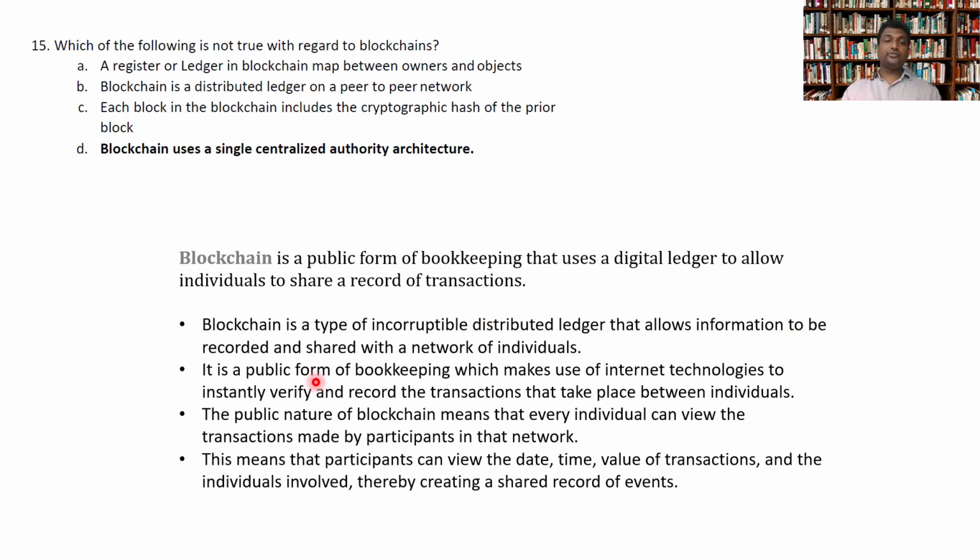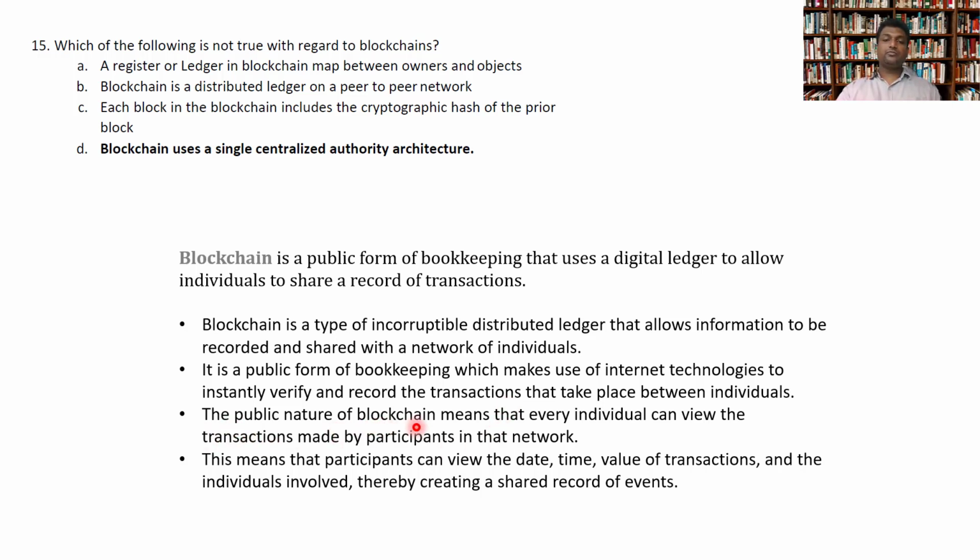So this allows information to be recorded and shared with a network of individuals. So a lot of people who are using this technology can have access to all this history of changes. It is a public form of bookkeeping, and it uses internet technologies. It instantly verifies and records transactions. So everyone can see it. All the transactions happen at that right time.